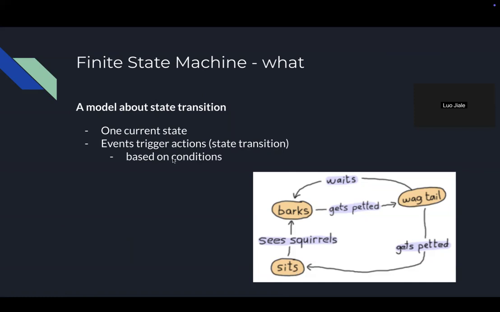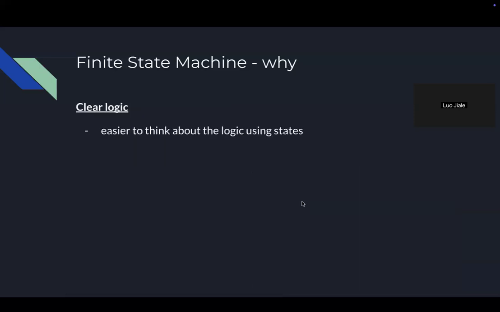Note that you can have some checking conditions for the same event. There could be a transition to two different states based on some conditions. Let's say when the dog is happy, it goes to the sit state. But if you check that the dog is unhappy, it goes back to the bark state. Yeah, so why do we need an FSM in our games?